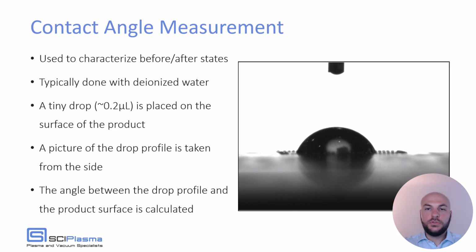What we need to do now is to determine the angle between the drop profile and the product surface. To do that, we trace a line, for example, where the drop touches the product, and then we trace the tangent line to the drop surface, like this. Once we have these two lines, we can calculate the angle between them, which is, in this example, 67.2 degrees.